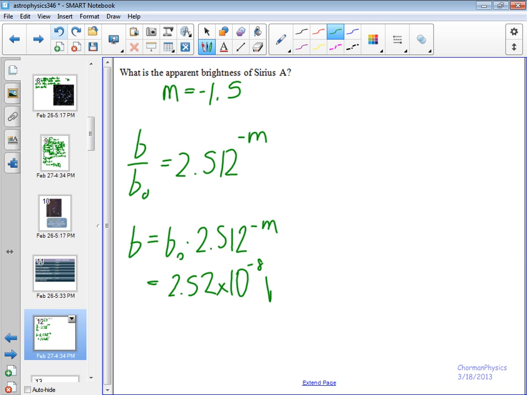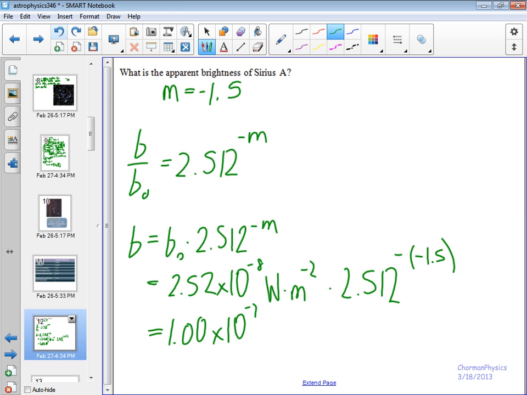And substituting our values in here, our reference brightness or intensity, and negative 1.5, this is going to work out to 1.00 times 10 to the negative 7 watts per meter squared. So that's just if you went to a table and you want to figure out the apparent brightness based on the apparent magnitude, you could do that. That's a common calculation that you would probably have to do in astronomy.